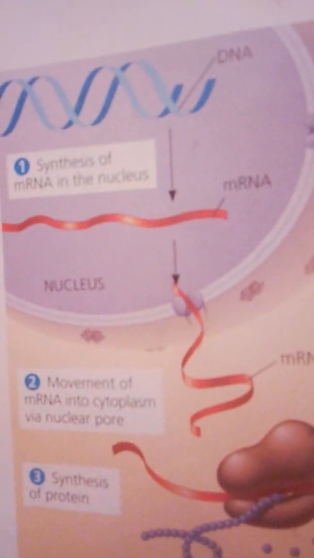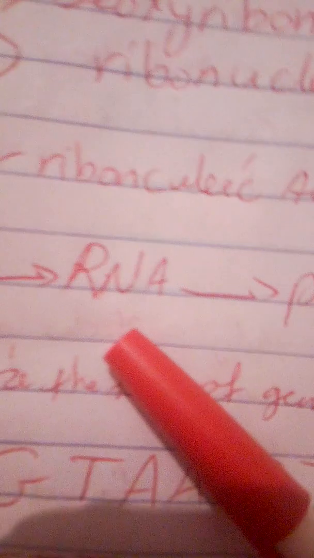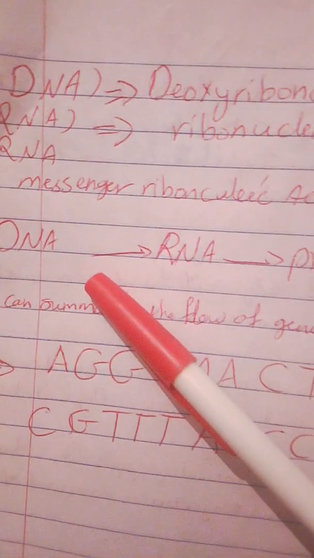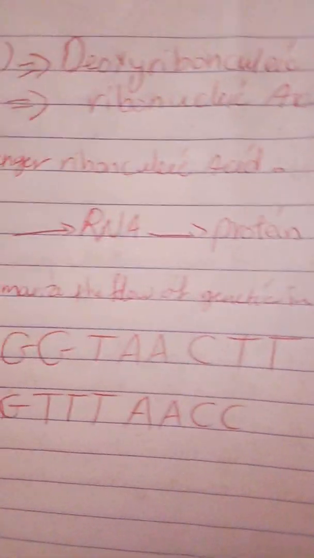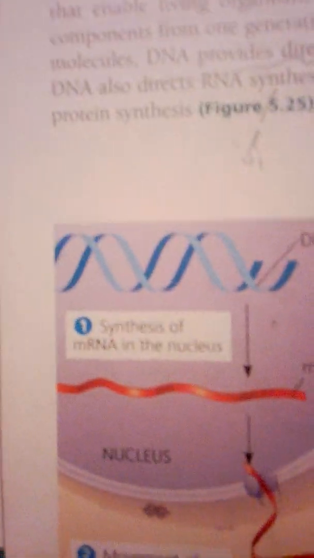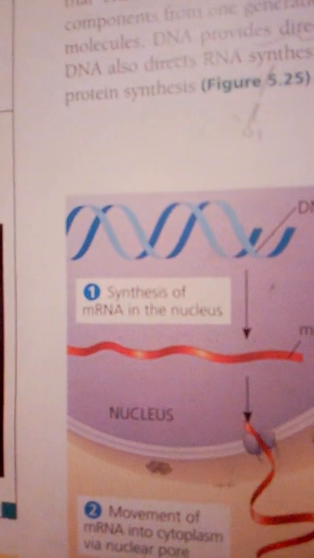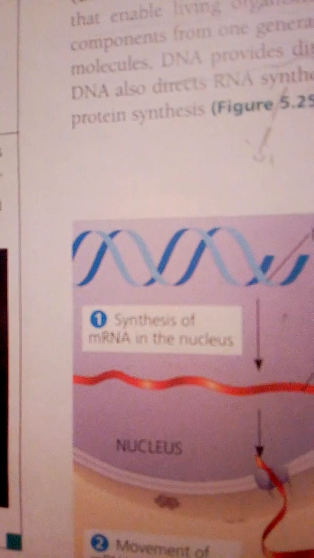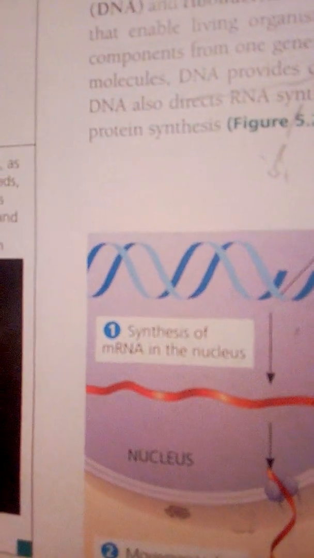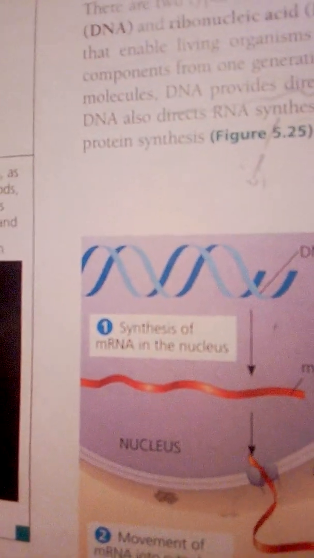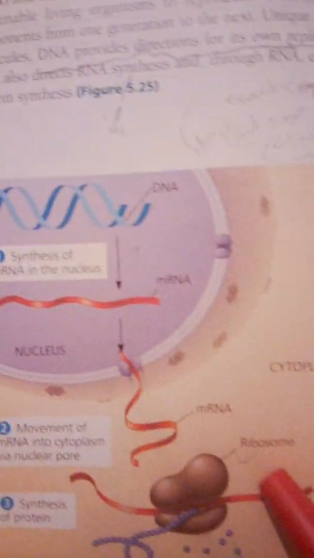We can summarize the flow of genetic information like this: DNA, RNA, protein. As seen here, the sites of protein synthesis are cellular structures called ribosomes. In a eukaryotic cell, ribosomes are located, notice, ribosome.